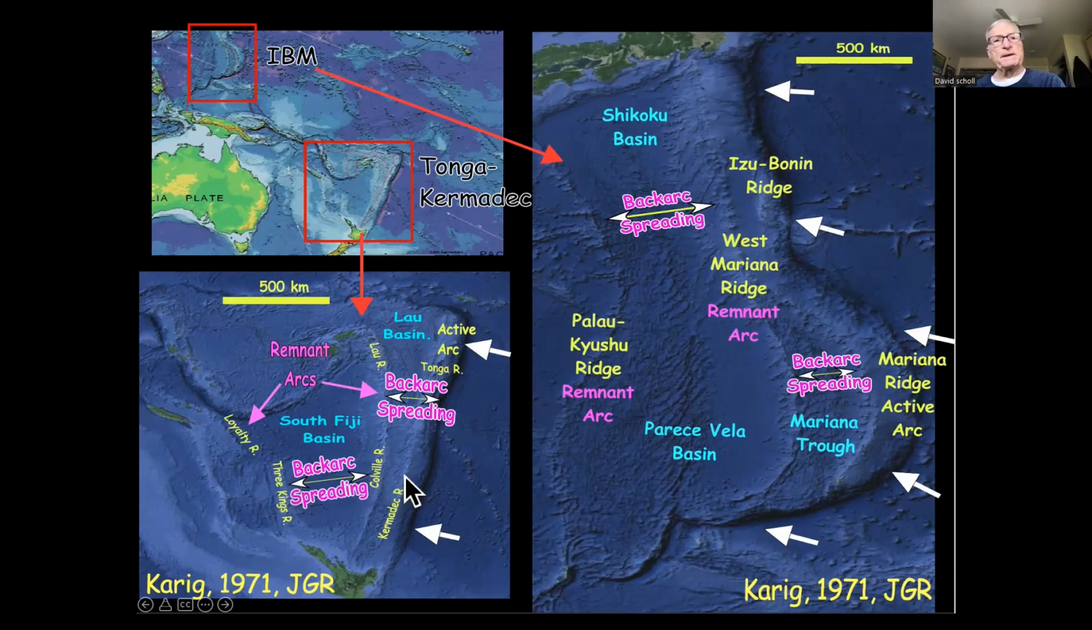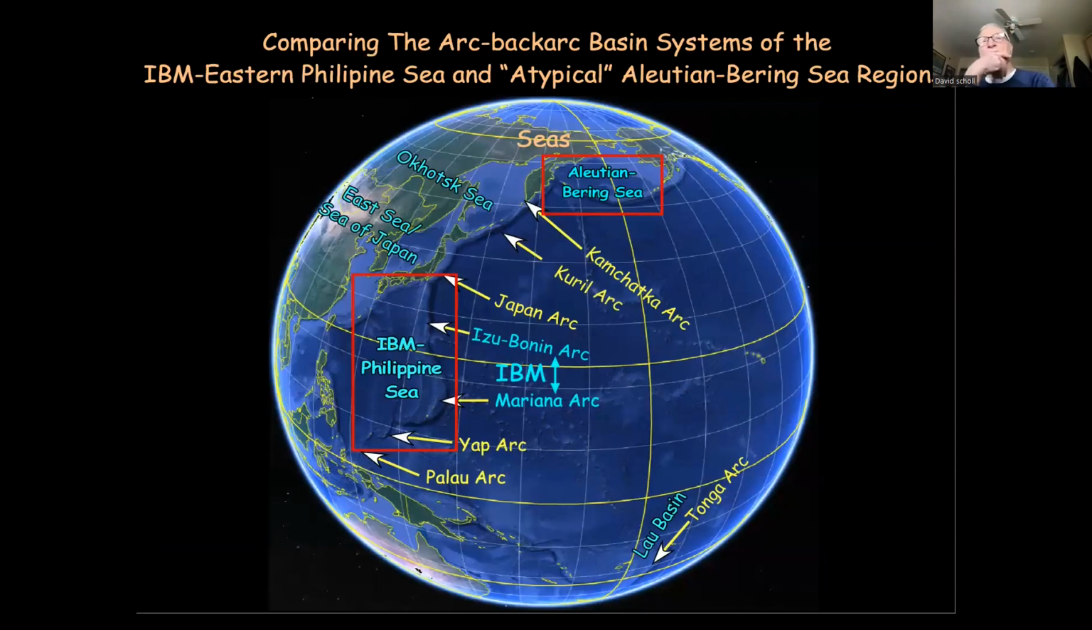And all of this made a whole lot of sense. And I'd say it's been drilled and talked about an awful lot. And basically Dan's ideas are perfectly sound and they're just fine. But I want to compare now this back arc basin system of the IBM Eastern Philippine Sea and what I'm calling the atypical Aleutian Bering Sea region up in through here.